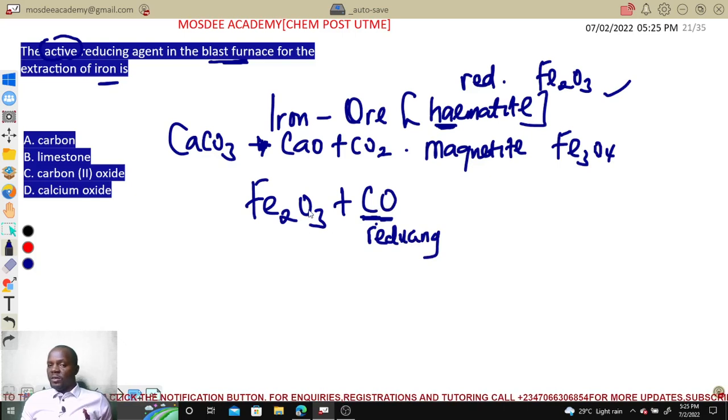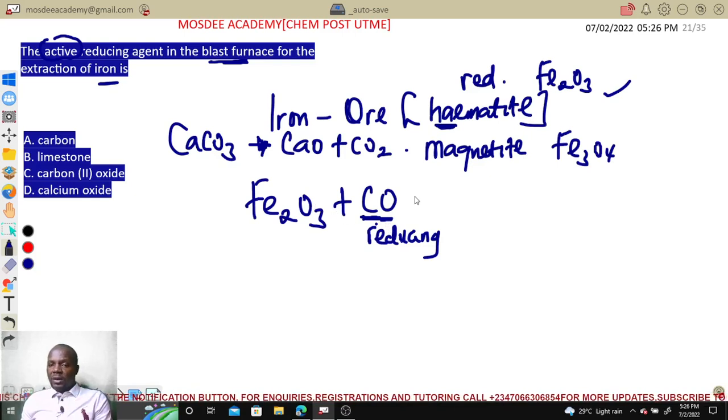This is removal of oxygen. This will remove oxygen and reduce this. So this will act as a reducing agent because there is a decrease in oxidation state. And that one is better. So we have two particular substances that act as a reducing agent.